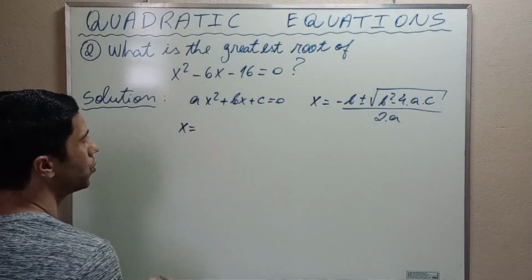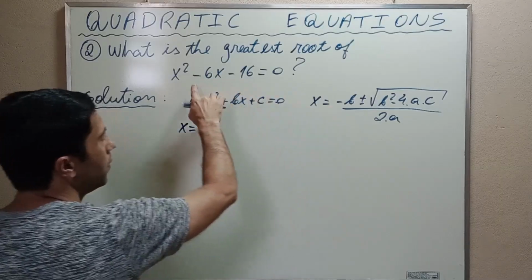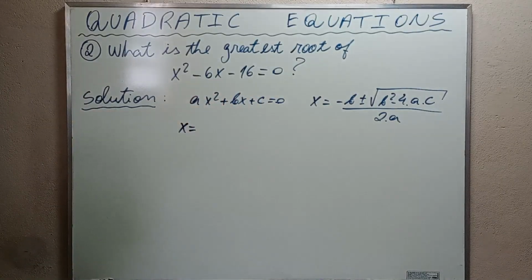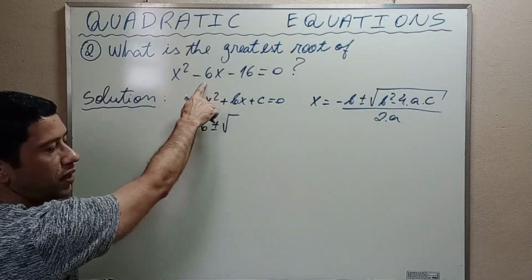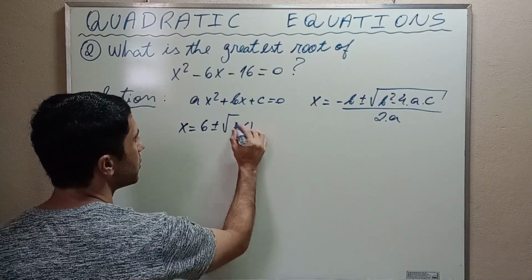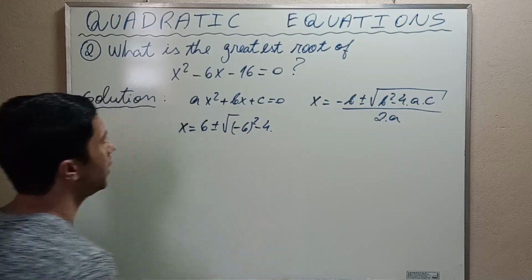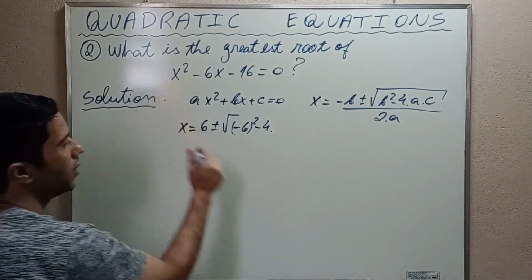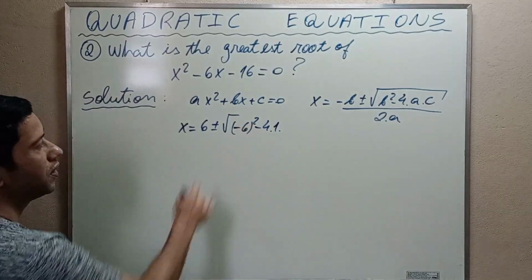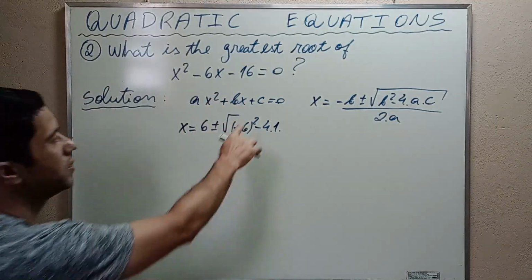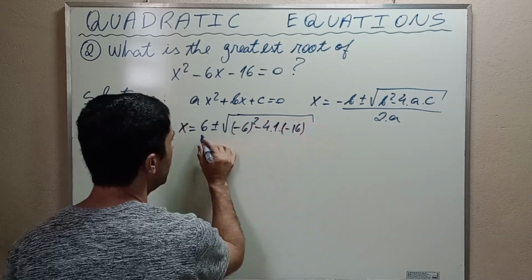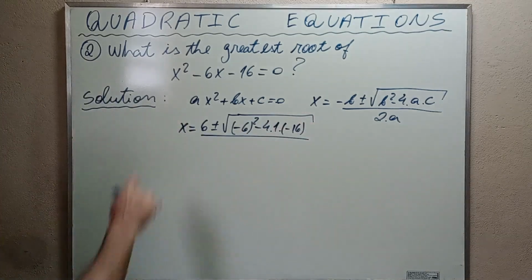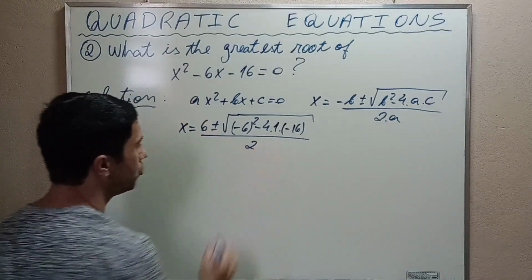Consequently, x will be equal to negative b. b is negative 6, so negative b is positive 6, plus minus the square root of b squared, where b is negative 6, so negative 6 squared, minus 4 times a, where a is 1, times c, where c is negative 16, divided by 2 times a. a is 1, and 2 times 1 is 2. Okay?